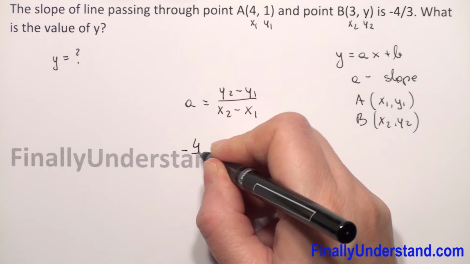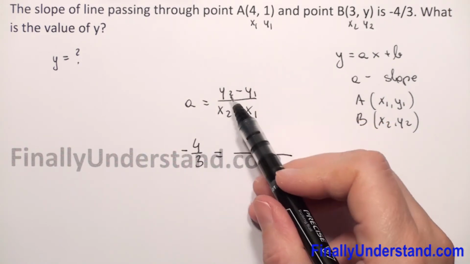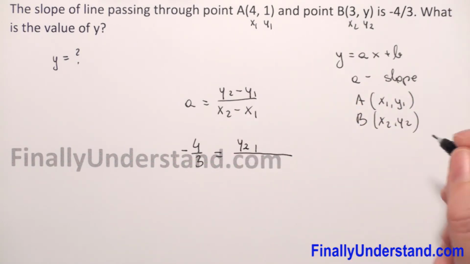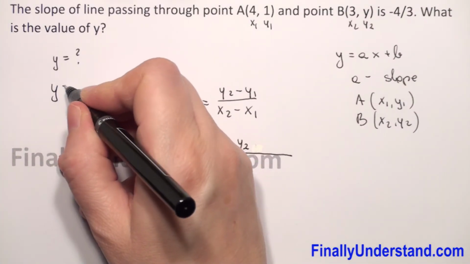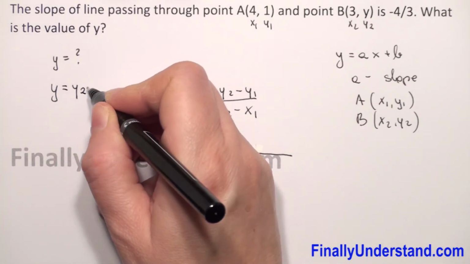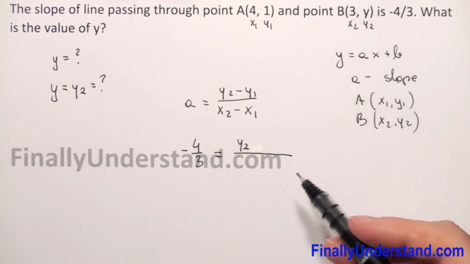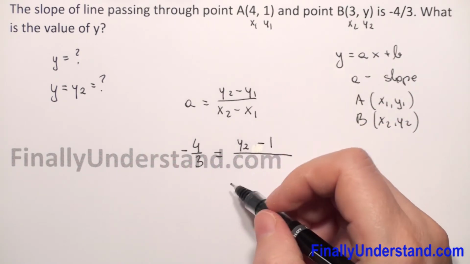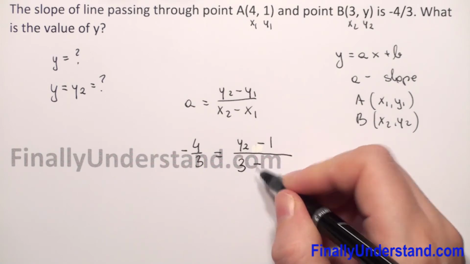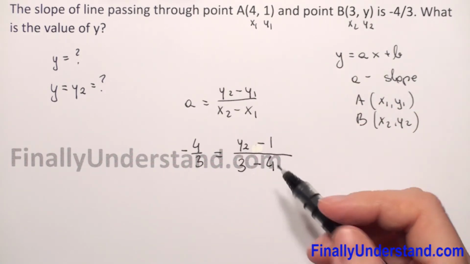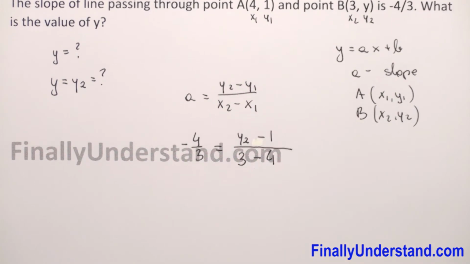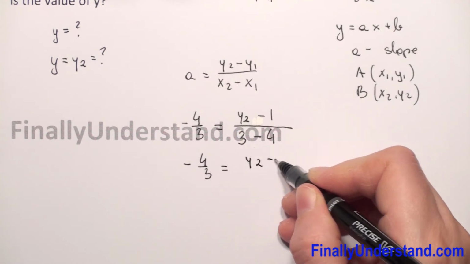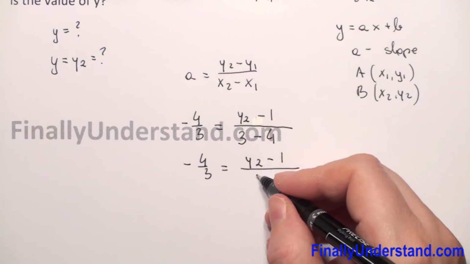So we have negative 4 over 3 is equal to y2, which is our unknown, and y2 is equal to y. This is our unknown. So we have y2 minus y1, which is 1, over x2, which is 3, minus x1, which is 4. So we have an equation with only one unknown. We copy negative 4 over 3. This is equal to y2 minus 1 over 3 minus 4, which is negative 1.